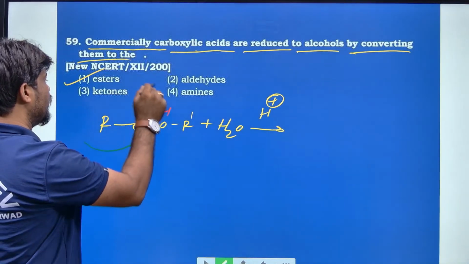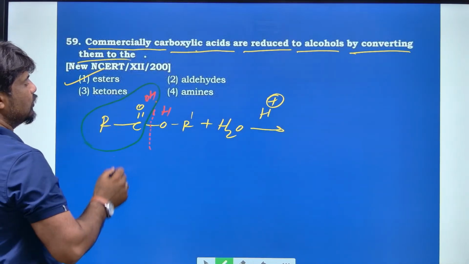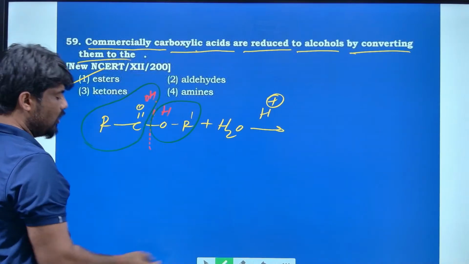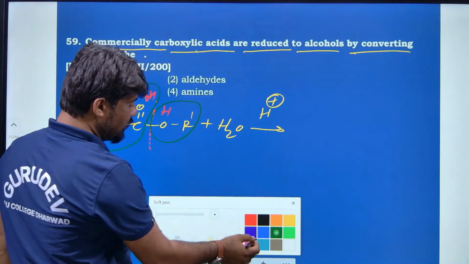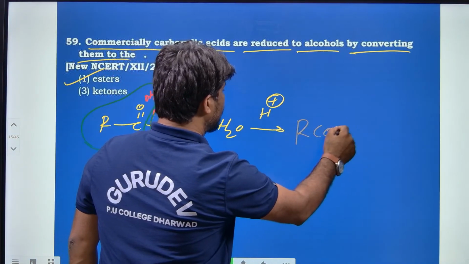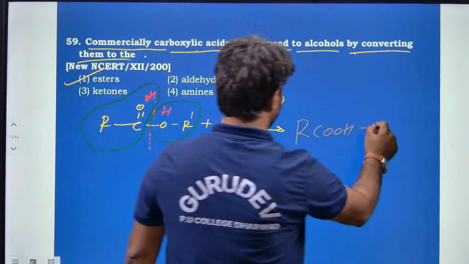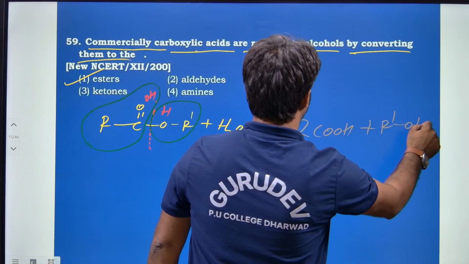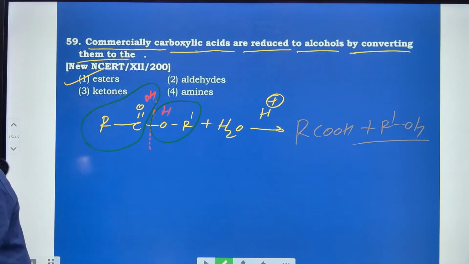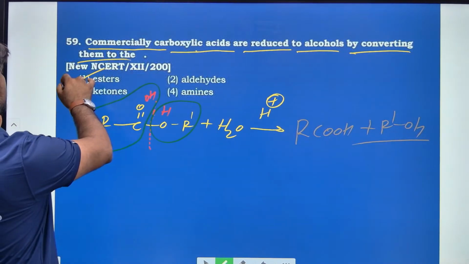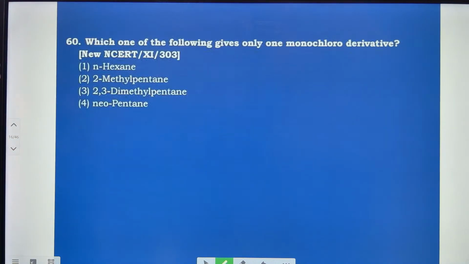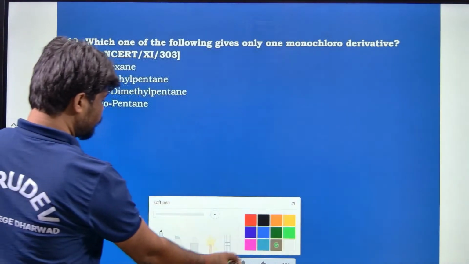Ultimately, we are going to get a new molecule like this and another one, resulting in the formation of RC double bond OH. That is a carboxylic acid, and R'OH, that is an alcohol. So the right answer for this question is the first one, that is esters. Well, let's go to the next problem.